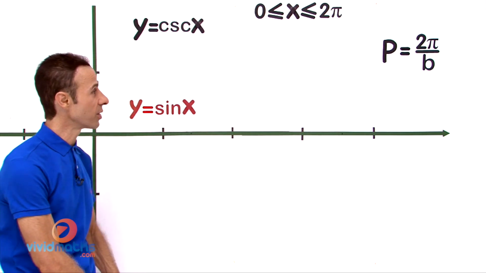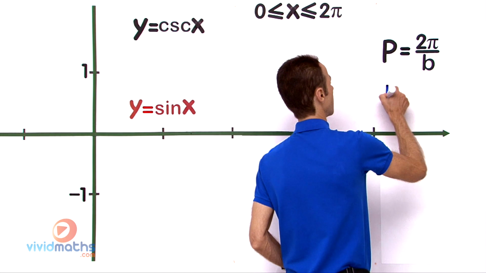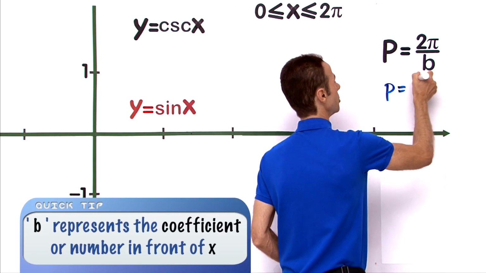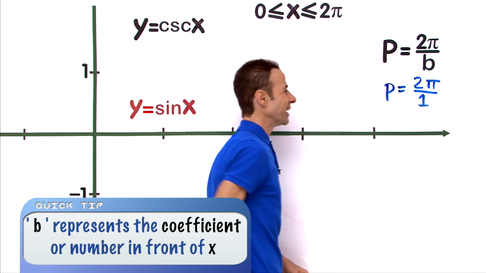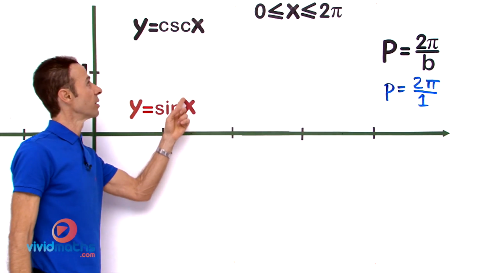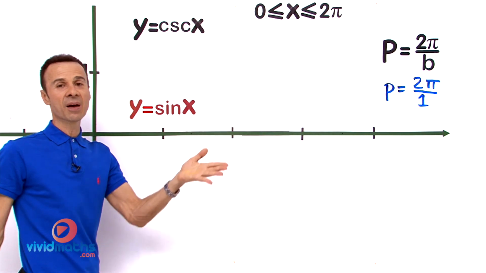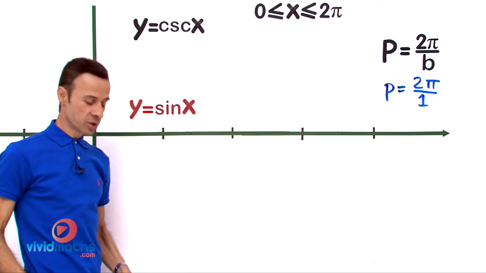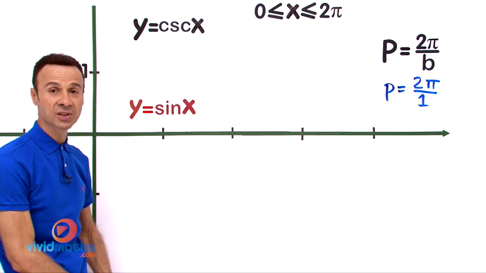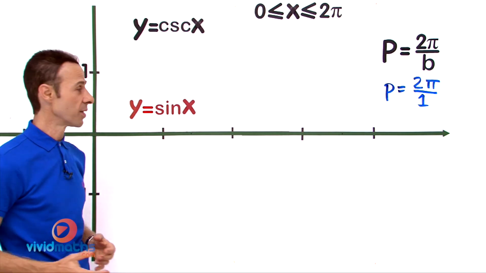So let's just kind of work that out. So the period equals 2 pi, and of course the B is 1. So the number in there is 1, the number there is 1. So both of them have essentially a period of 2 pi. So what's the next step? Well, the next step is to mark out that period.